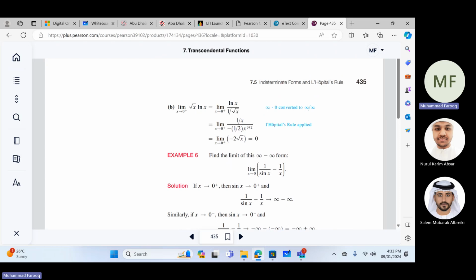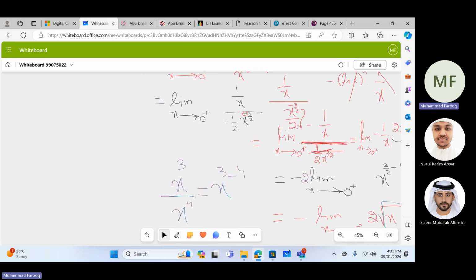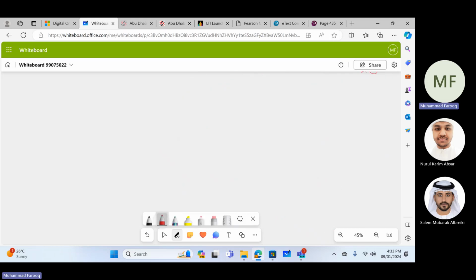1 by sine x minus 1 by x. Limit as x approaches 0, 1 by sine x minus 1 by x. Example 6, please. So we have example number 6. Limit as x approaches 0 of 1 by sine x minus 1 by x. So step 1, because we need the limit value of this question, substitute directly and check which form you are getting.